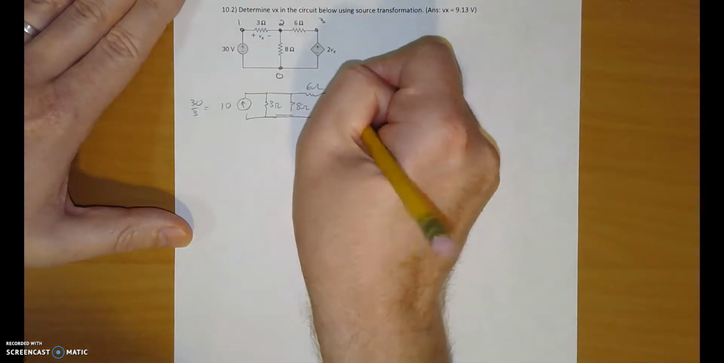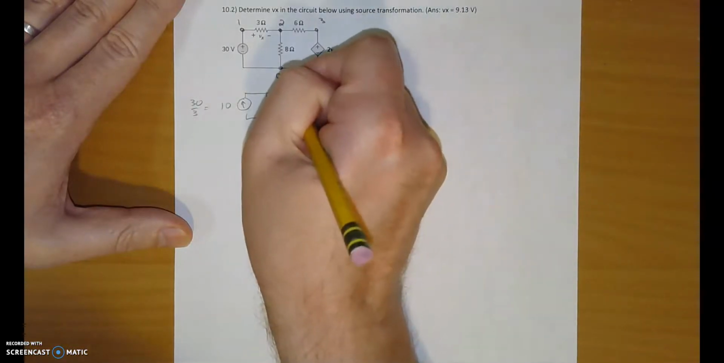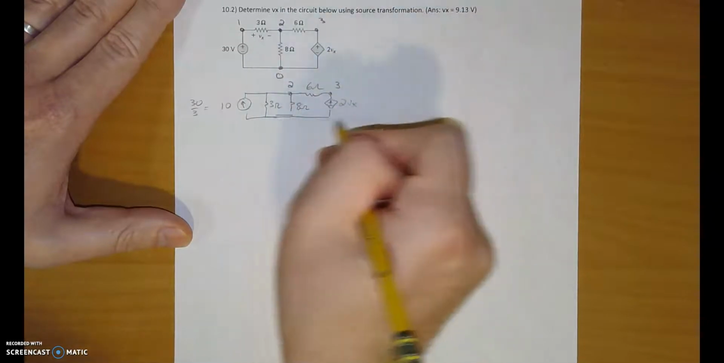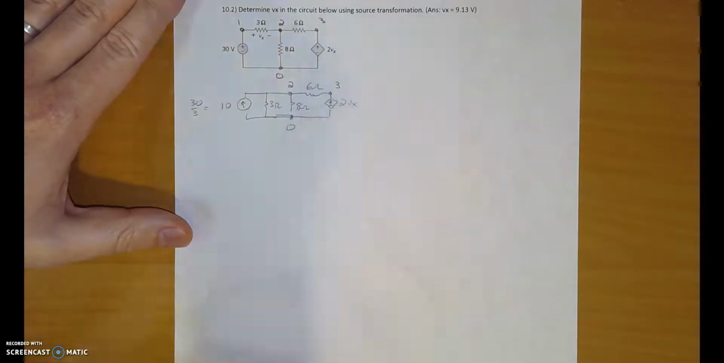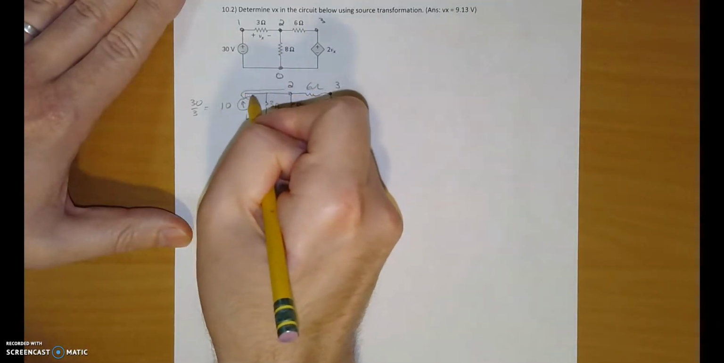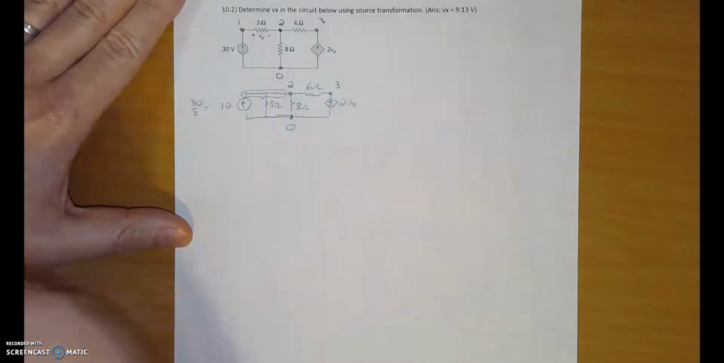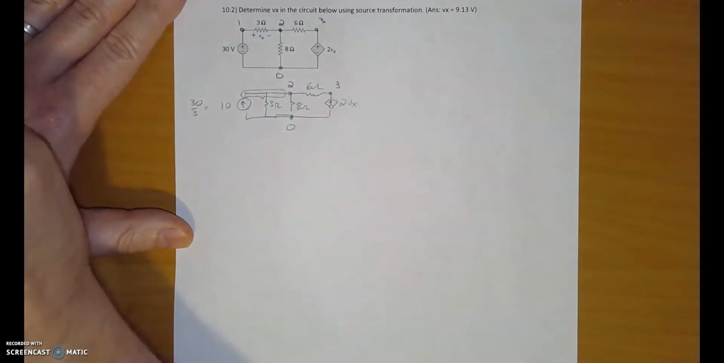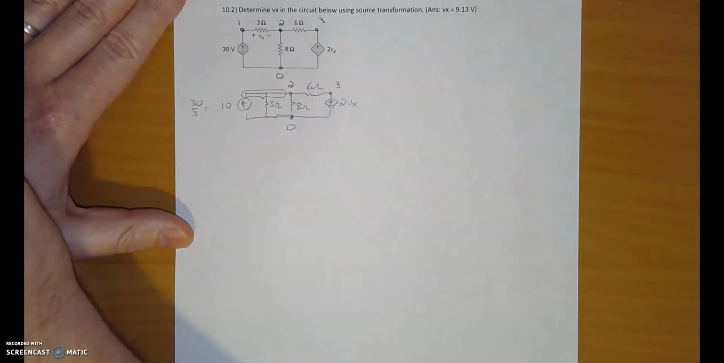Let's work our way backwards. So this is node 3. This is node 2. This is still node 0. Where did node 1 go? If you notice, this is all now node 2. Node 1 disappears when I do source transformation.